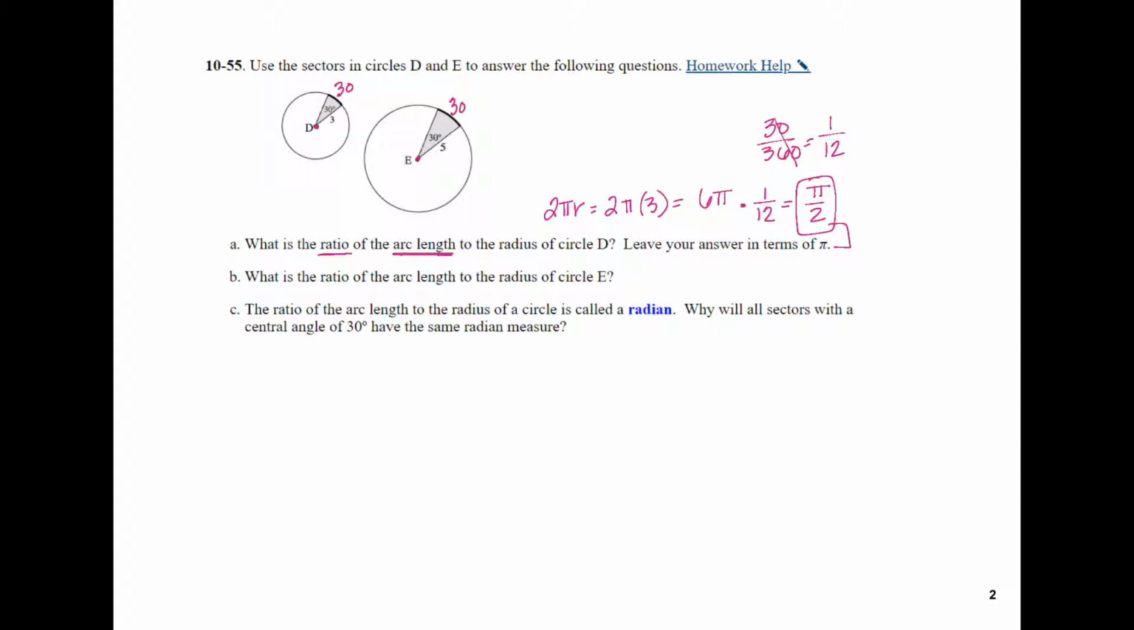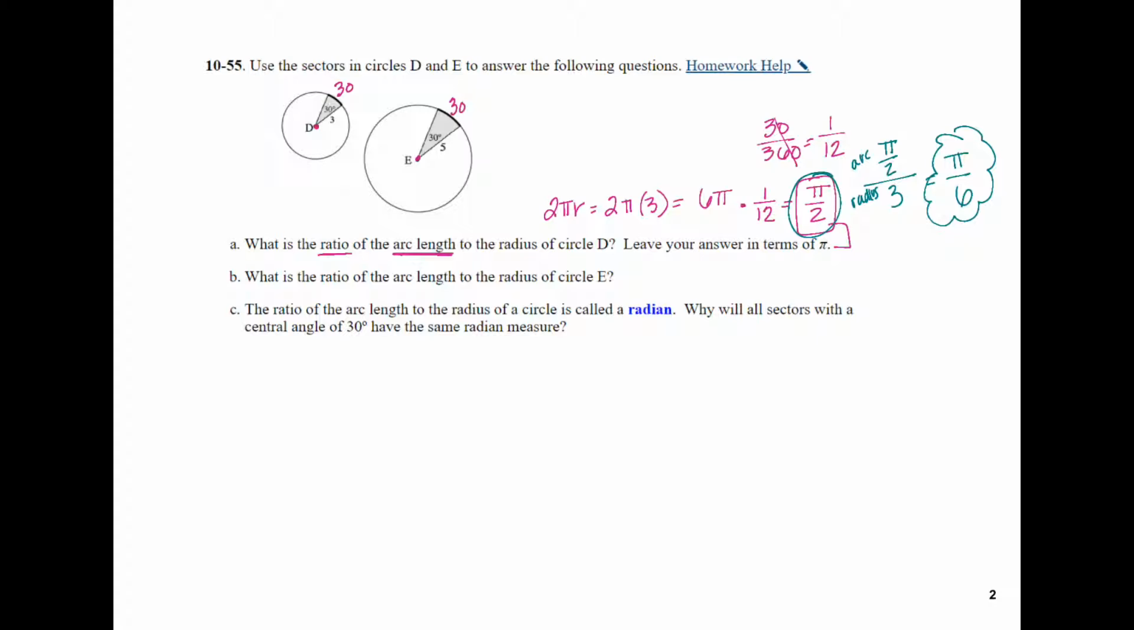So after we find the arc length of pi over 2, we want to take that arc length and compare it to our radius, so we can have the ratio of the arc length to the radius, which is 3. So when we take pi over 2 and divide that by 3, we get pi over 6 as our actual ratio. What is the ratio of the arc length to the radius of circle E?